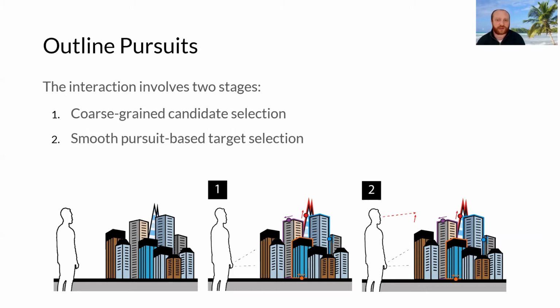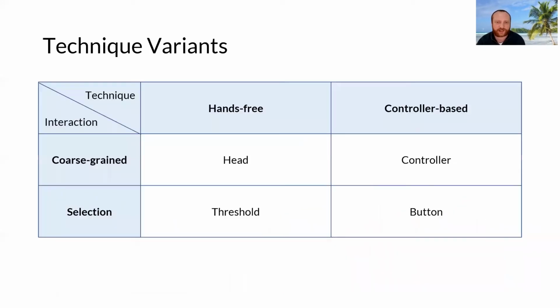From a user's perspective, selecting an object using outline pursuits involves two stages. The first is candidate selection, which is used to reveal potential targets using coarse-grained pointing, and to generate a distinct motion around each of the outlines. The second stage is selecting one target from the candidates using smooth pursuit-based selection, whereby users disambiguate the selection by following the motion around their intended target with their eyes.